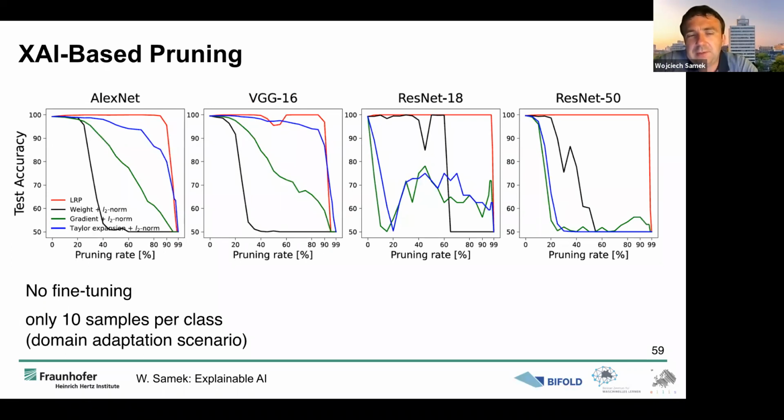In this case, we only had 10 samples per class, and it was a domain adaptation scenario. So we had a large neural network trained for 1,000 classes, and we wanted to prune it for a subset of classes using very little data. If you just use some other criteria like the weight magnitude or the gradient magnitude, you get a drop in test accuracy. But if you use relevance values, the test accuracies stay high for a long time.